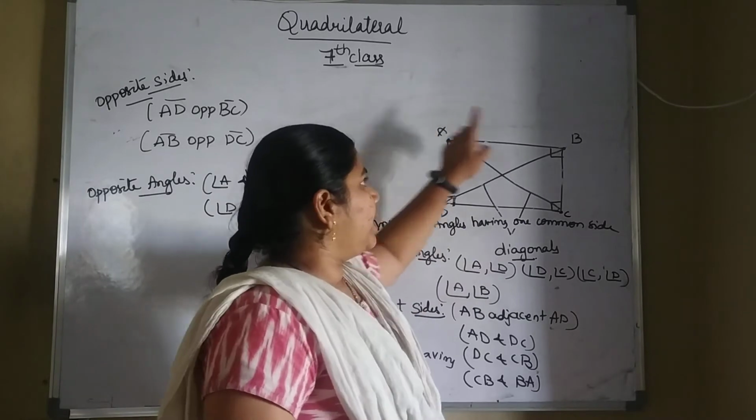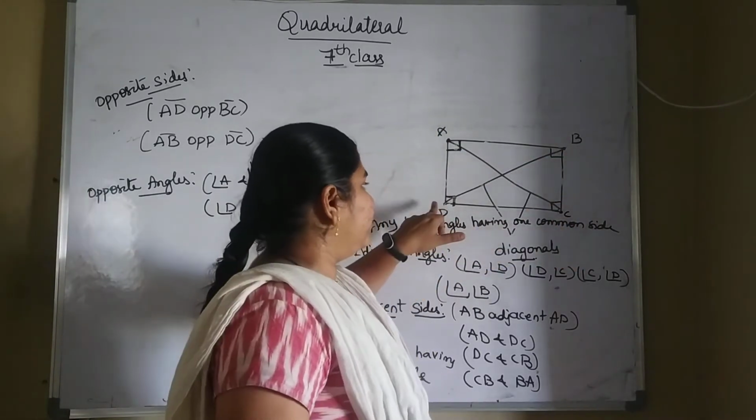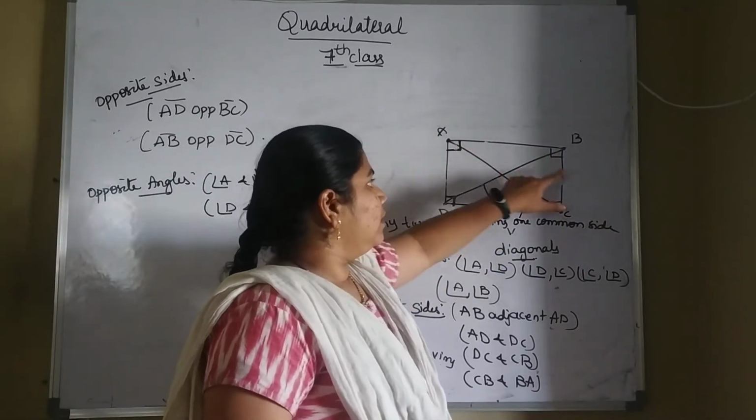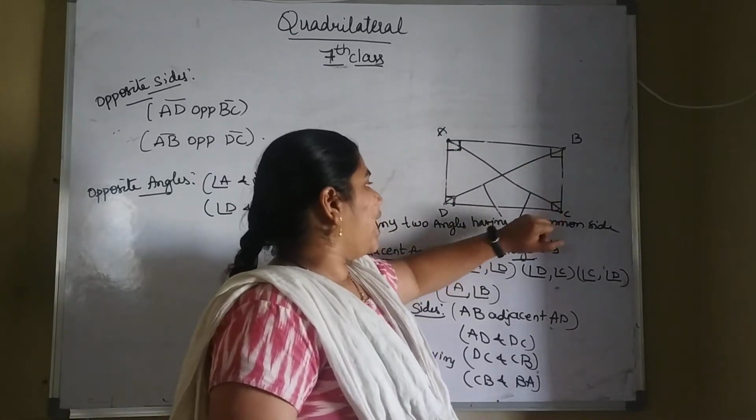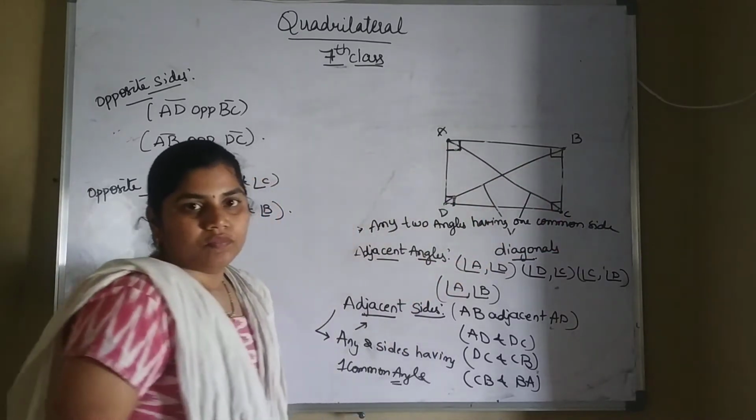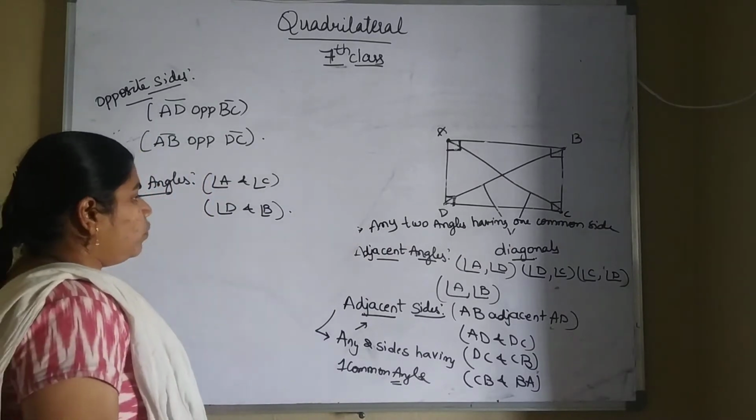Angle vertex A, vertex B, vertex C and vertex D. So these four are line segments, and what are angles? Angle A, angle B, angle C and angle D. Okay, so now we are going for diagonals.